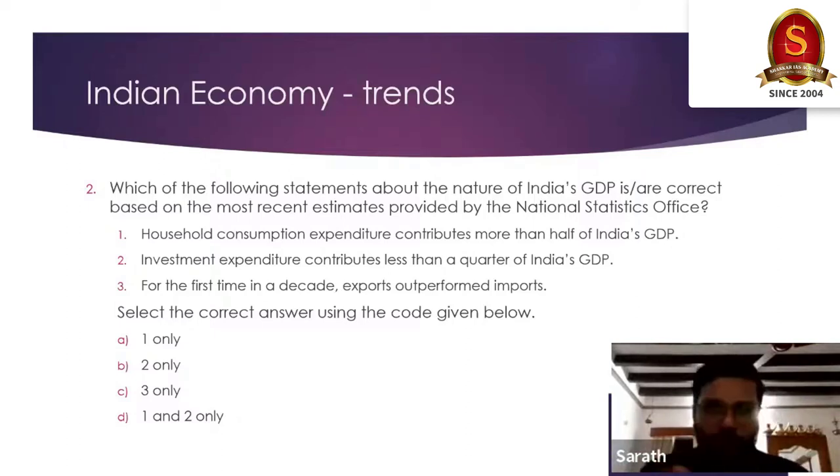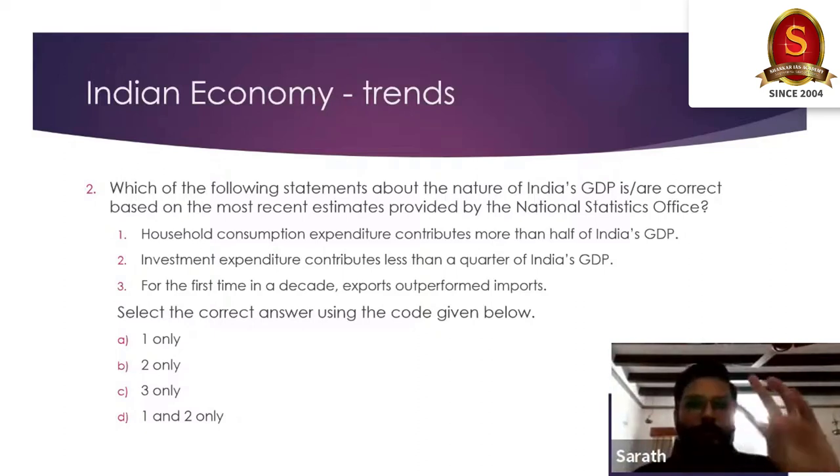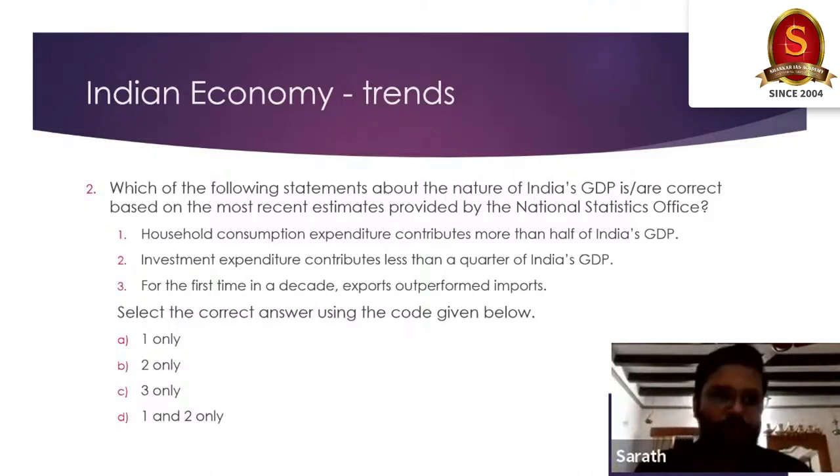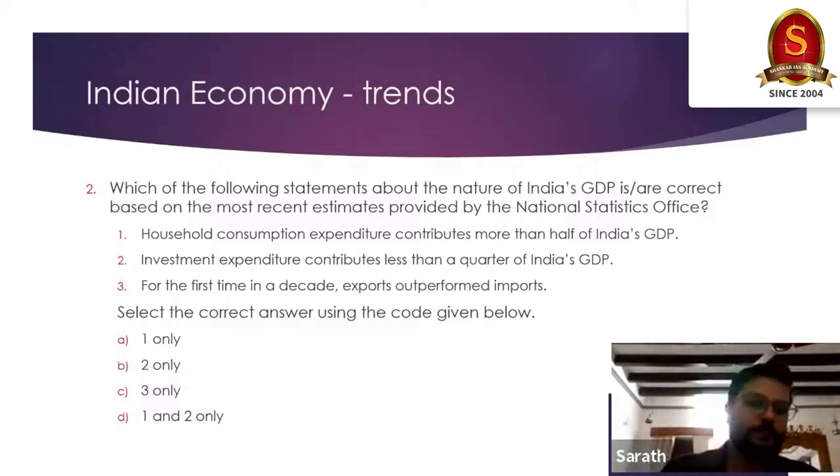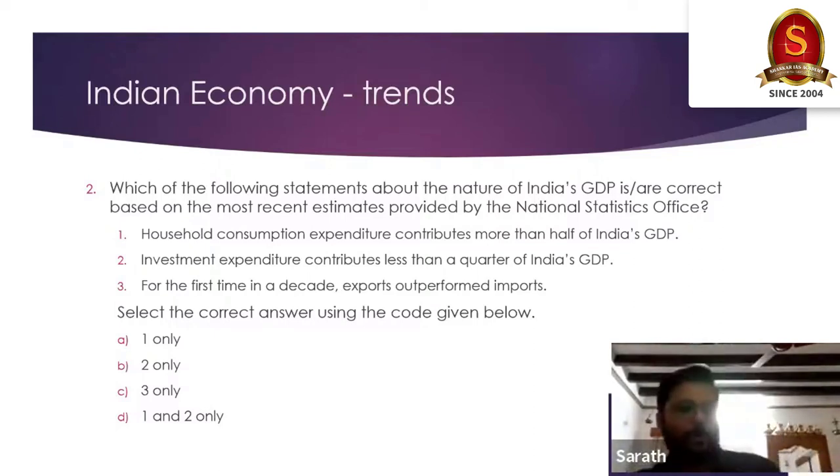So always try to remember data in round numbers: 50%, greater or lesser, 25%, greater than or lesser, one third, one fourth. If you come across data of 28% somewhere, it is very hard to remember 28%. Just remember it as one fourth, greater than one fourth, or around one fourth. That is some way to remember it. So that is what you should be looking at doing. So the answer here is A, one only.